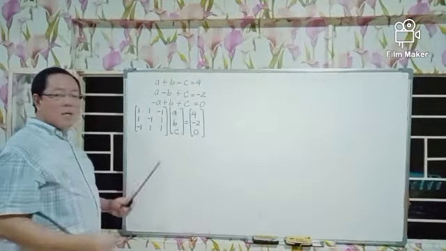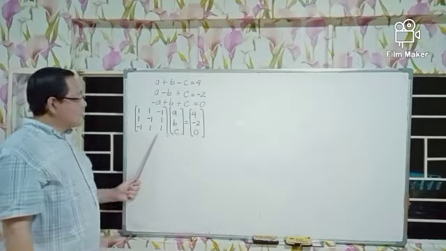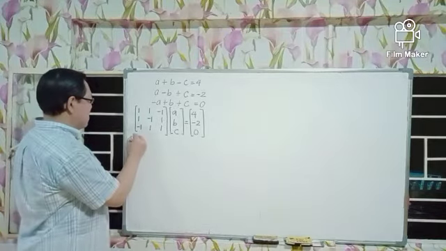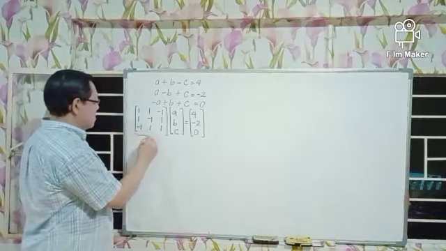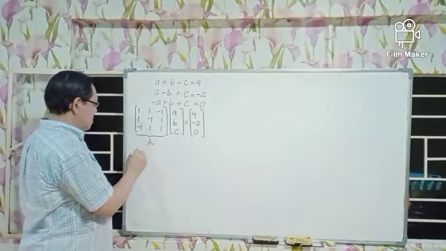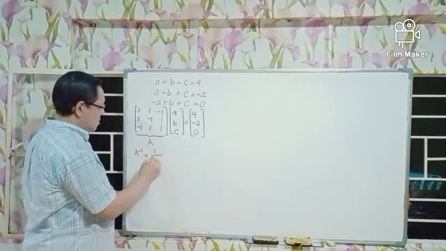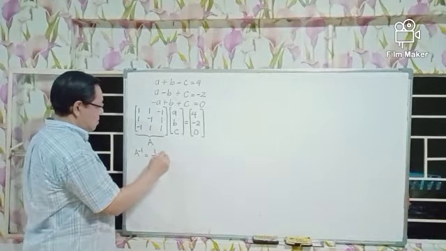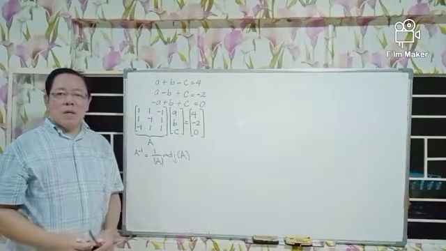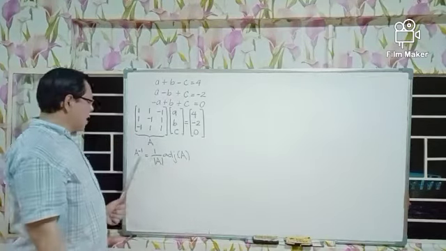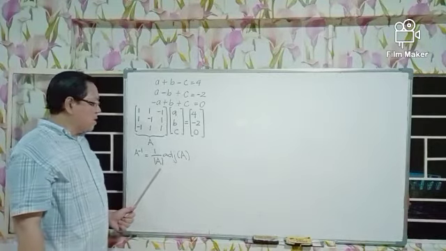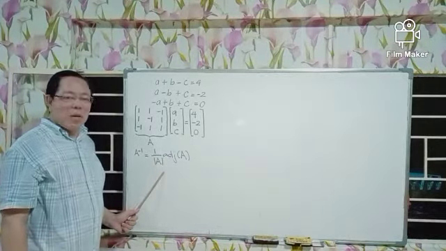And we find the inverse of this 3 by 3 matrix. We denote this by A. And using adjoint, the inverse of A, denoted by A to the -1, equals the adjoint of matrix A multiplied by the scalar 1 over the determinant of A.